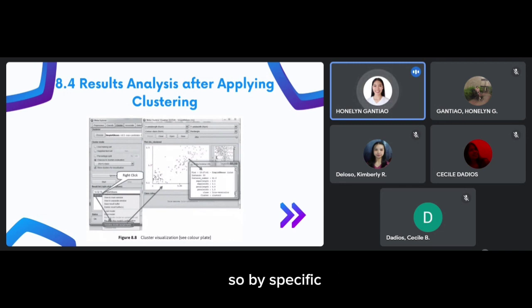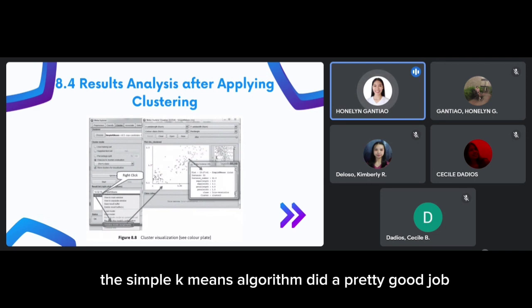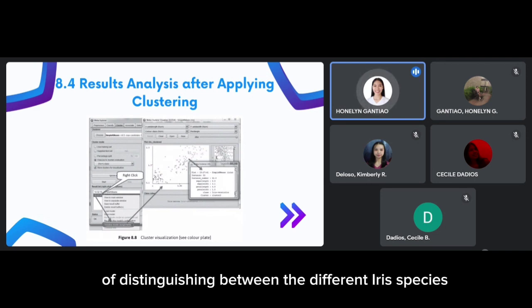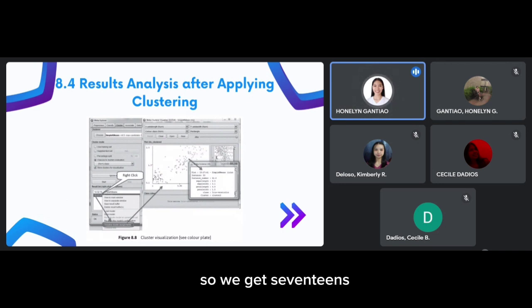So by specifying the num clusters value to 3, we can analyze that the simple k-means algorithm did a pretty good job of distinguishing between the different iris species. So we got 17 samples out of 150 samples that were classified wrongly according to Anderson classification.